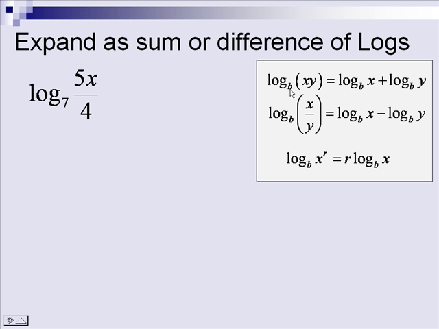I'll just reiterate. Log base b of x times y is log base b of x plus log base b of y. Log base b of x divided by y, so division inside the log, gives us subtraction: log base b of x minus log base b of y. And if I have an exponent, log base b of x to the r, I can take that exponent and bring it out front. So now this is r times the log base b of x.